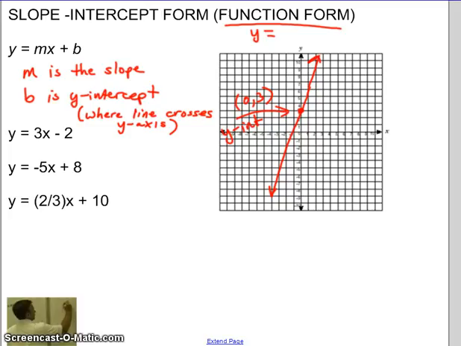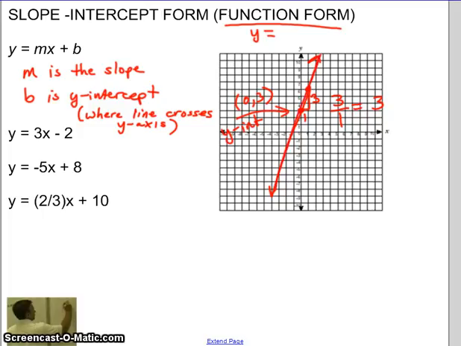For the slope, we'll find another point on our line. The slope is the rise to run ratio, the vertical change compared to the horizontal change. So the slope is 3 over 1, or just 3. It's a positive slope because it's going up from left to right.